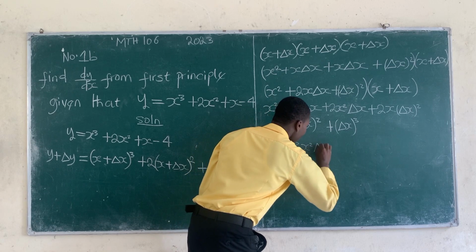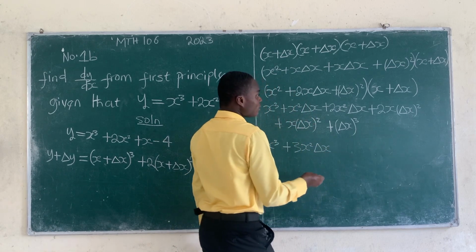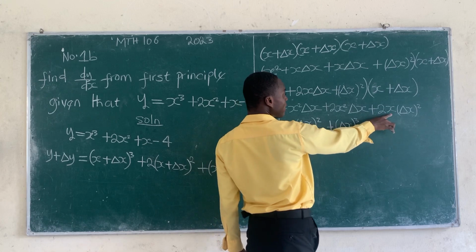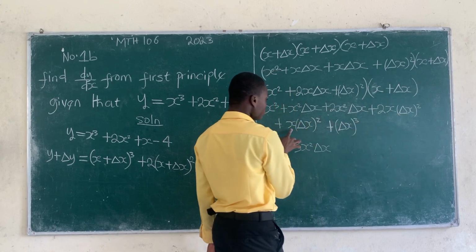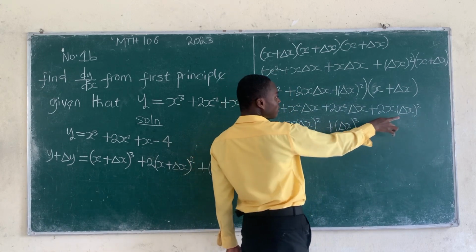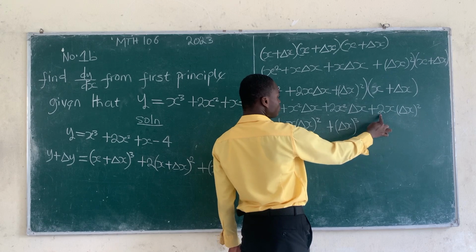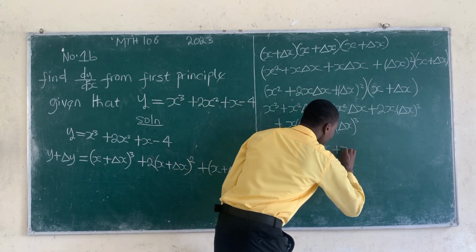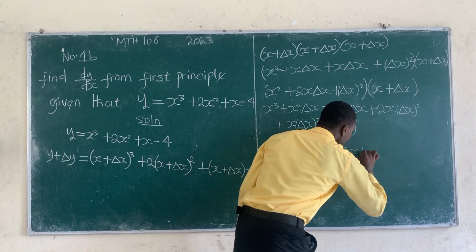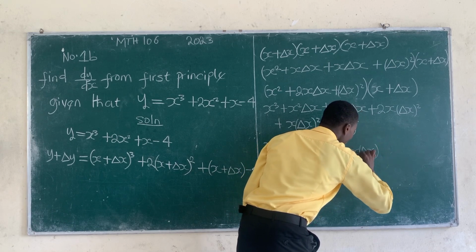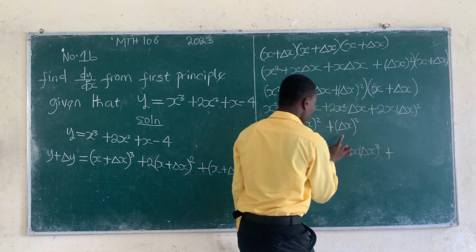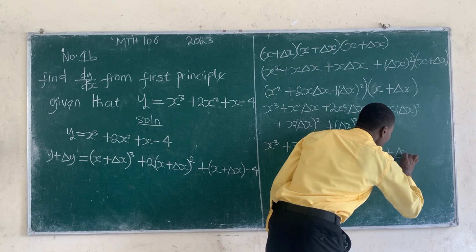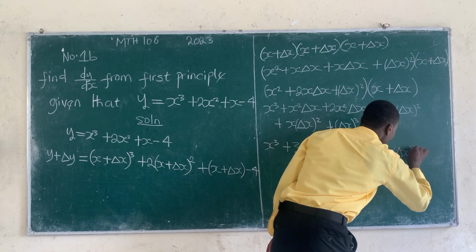3x squared increase in x. The next one we have here is 2x increase in x squared plus x increase in x squared. These two are also the same. This is 2, this is 1. So if we add them up, we have 3x increase in x squared plus increase in x to the power of 3.